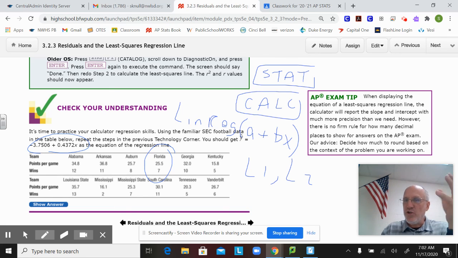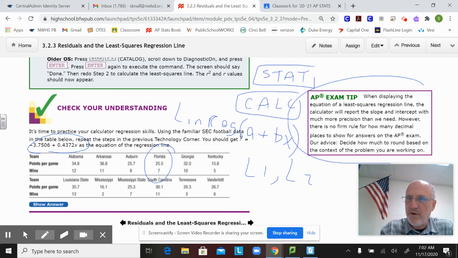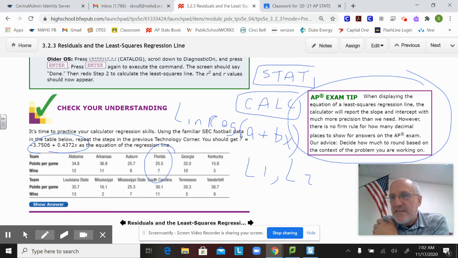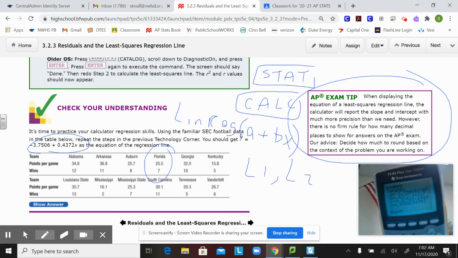So all the things we've done, you could do with that data. And then this is important, so I'm going to read it to you. This book often gives you these AP exam tips. They're always worth reading. It says, when displaying the equation of a least squares regression line, the calculator will report the slope and intercept with much more precision than we need. It gave this on here, there's lots of decimal places.